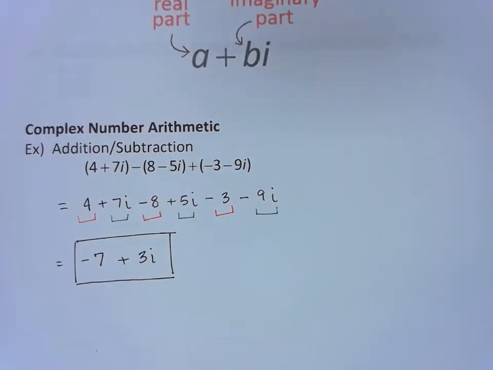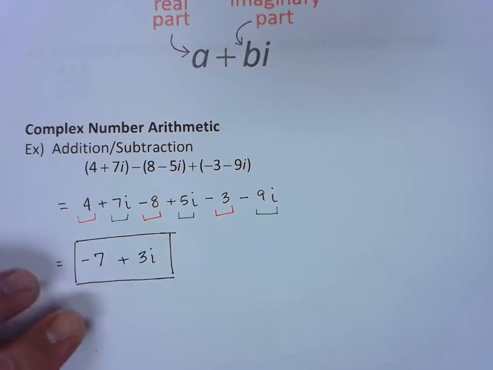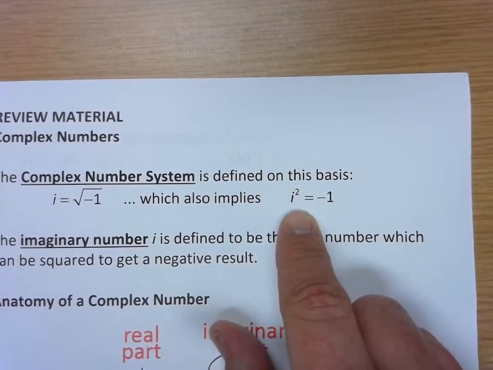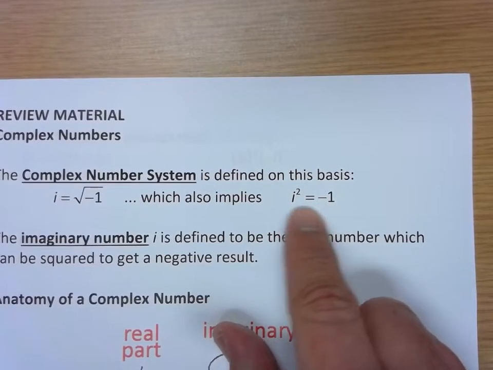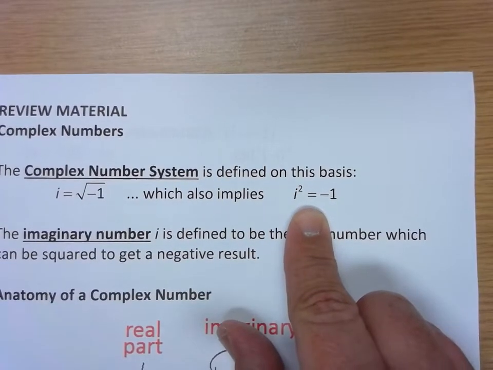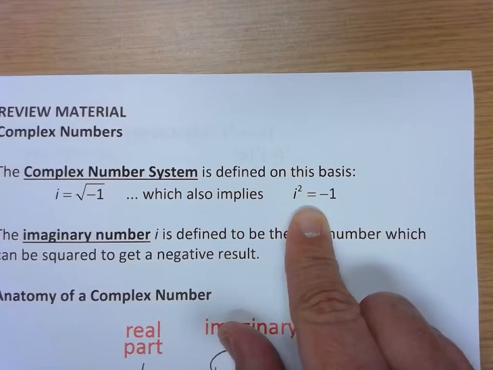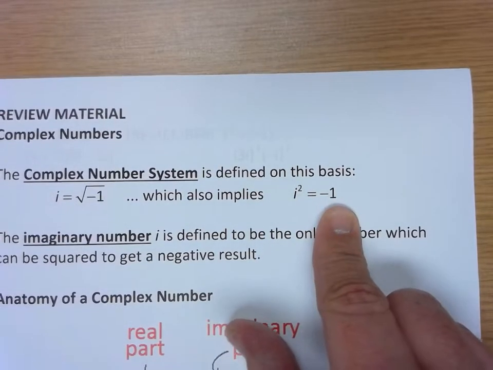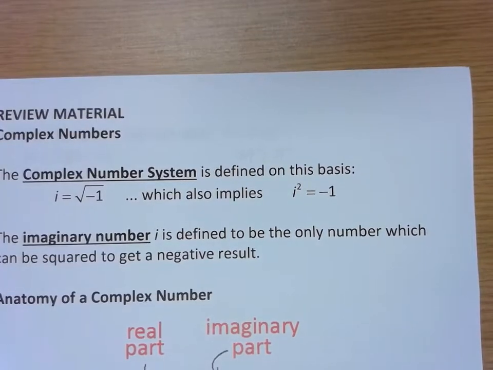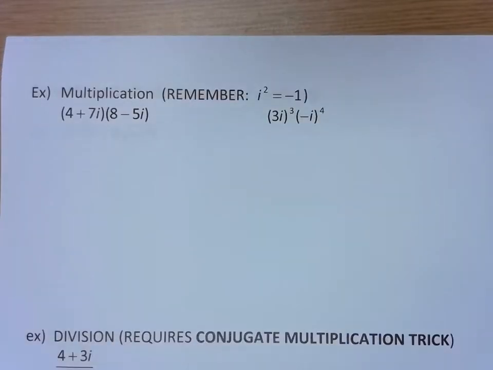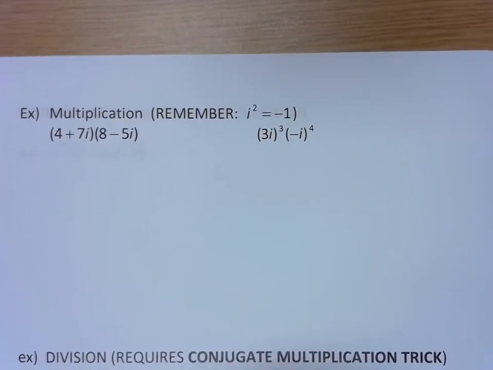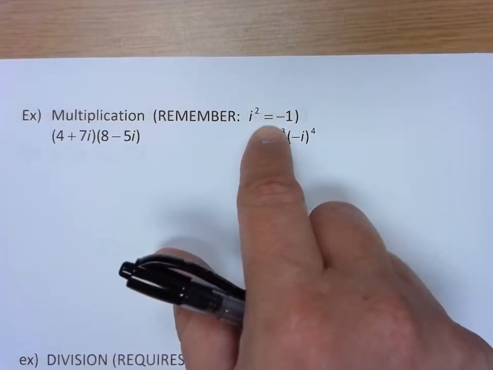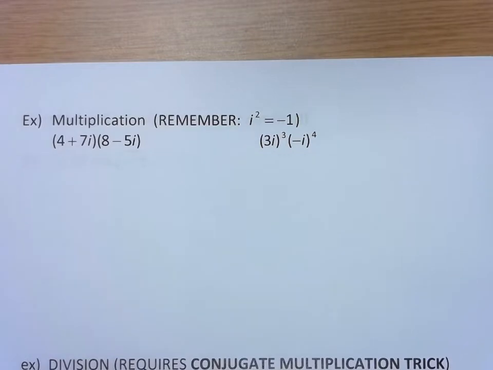Okay. Now, multiplication is our next thing we're going to venture into. Multiplication is going to require you to remember this particular definition right here. Anytime you see an i raised to a power, you need to fall back on the fact that i squared equals -1 to help you simplify it down for your calculation. So when multiplying, I've got a reminder there to make sure you're aware that you'll need this property whenever you're dealing with multiplication of complex numbers.